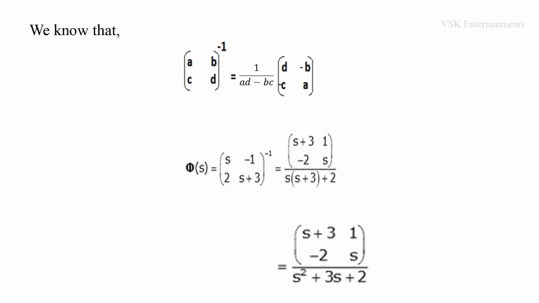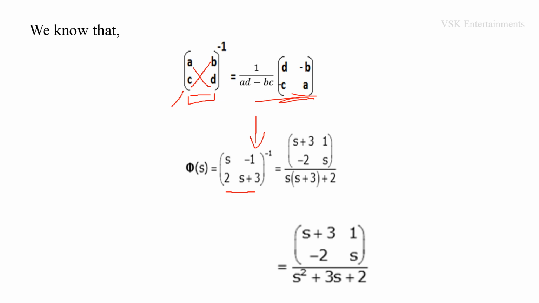Now consider the ABCD matrix. ABCD is a 2 by 2 matrix, and we know the inverse of this 2 by 2 matrix is 1 by AD minus BC into this matrix. That is, we interchange these two elements and complement these two elements. By applying this property here, we get these matrices, that is pi of s is equal to, this is the 2 by 2 matrix which we got in the previous case.